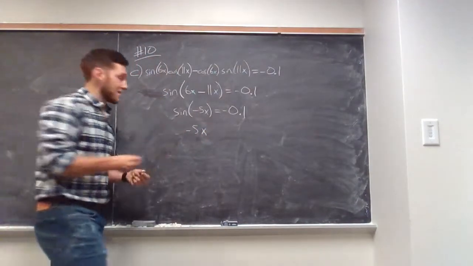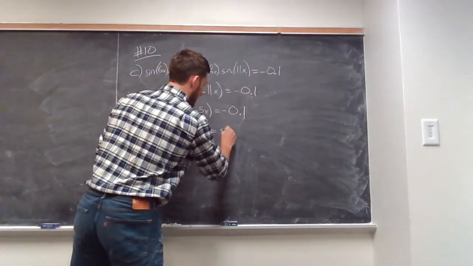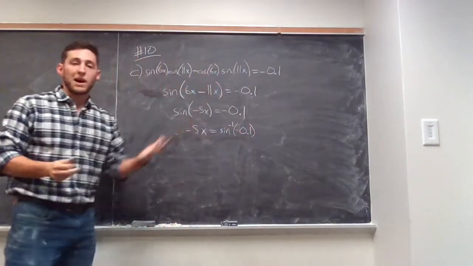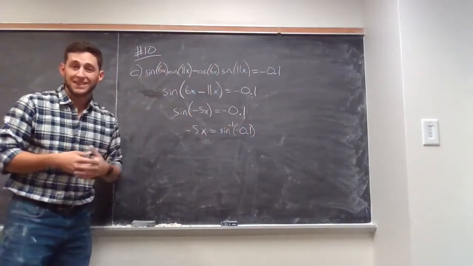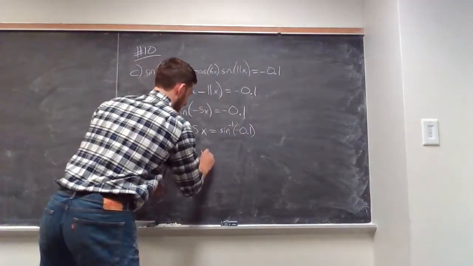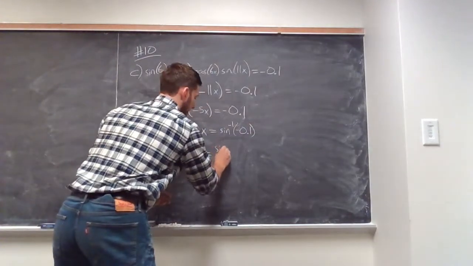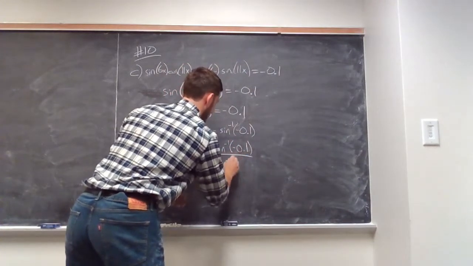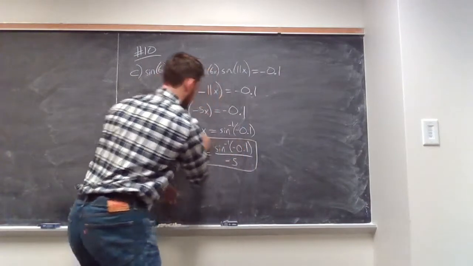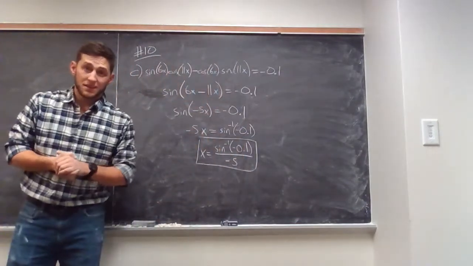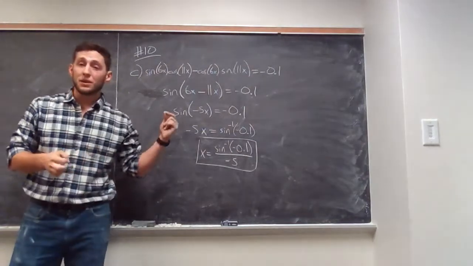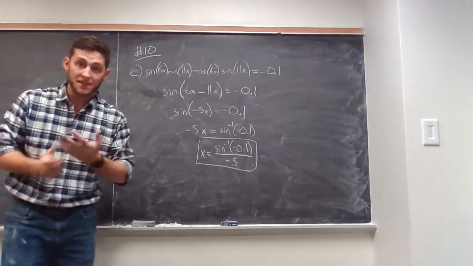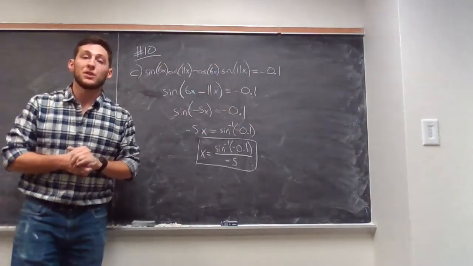So negative 5x equals inverse sine of negative 0.1. That's why we have inverse sines, for stuff like this, to be honest. So ultimately, x equals the inverse sine of negative 0.1 divided by negative 5. This is kind of a goofy one because we have to invoke inverse sine, but that's what inverse sine is there for. It's when we have not nice stuff. It lets you get your hands on an angle within the range of inverse sine.